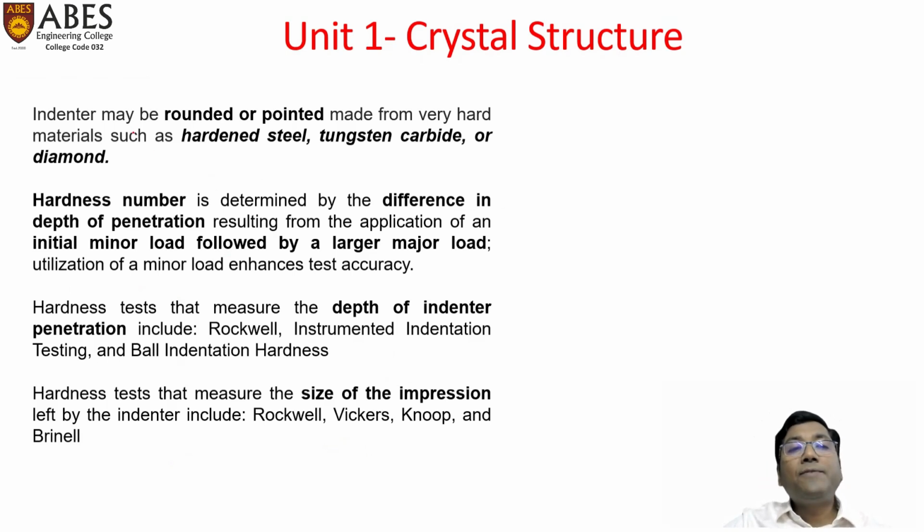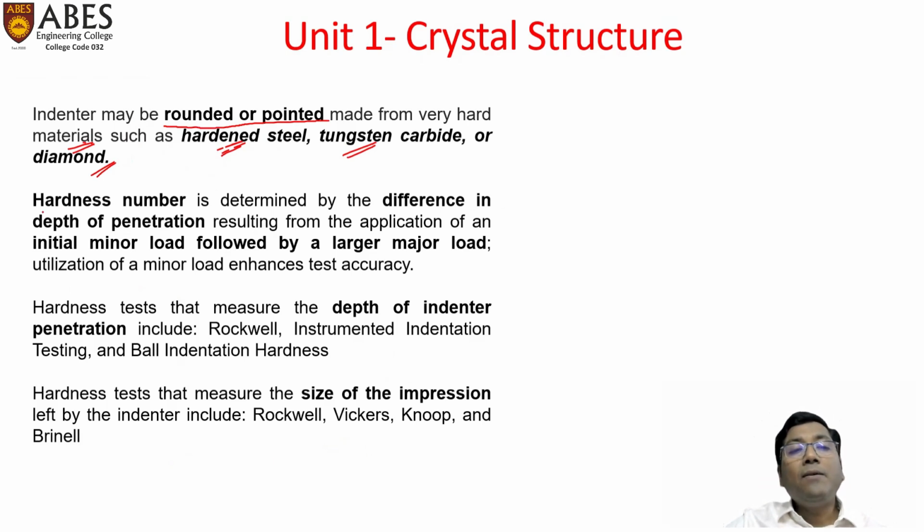Now, a few more salient features. The indenter may be rounded or pointed, made from very hard materials so that the penetration can be made, such as hardened steel, which has already been hardened, tungsten carbide, which is also very hard, and diamond, the hardest element known till date.